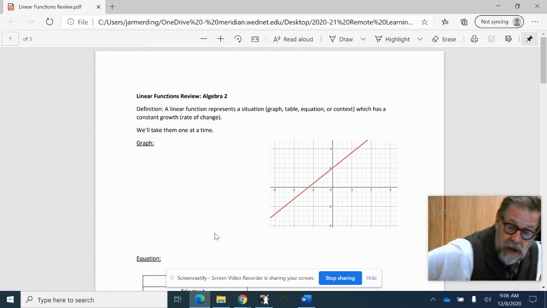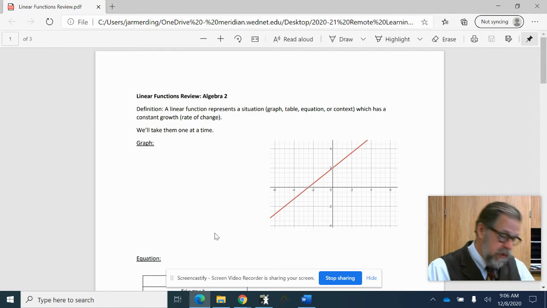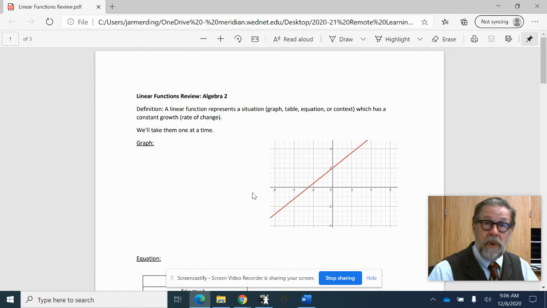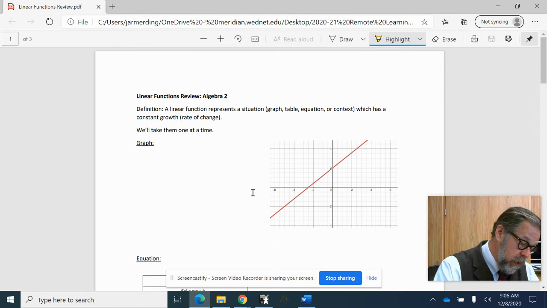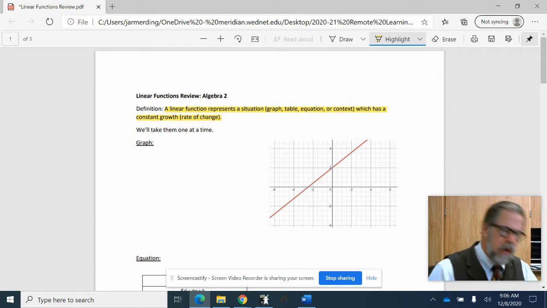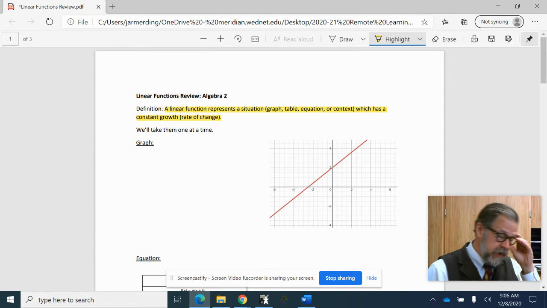All right, I want to do a quick review of how to identify a linear function, looking at multiple representations: graph, table, equation, or context. So very quickly, let's define a linear function. A linear function represents a situation which has a constant growth or constant rate of change.